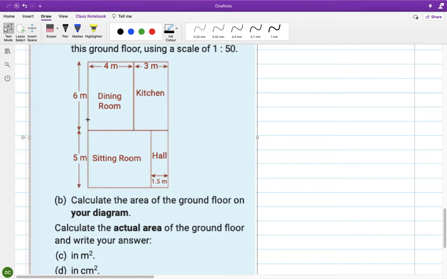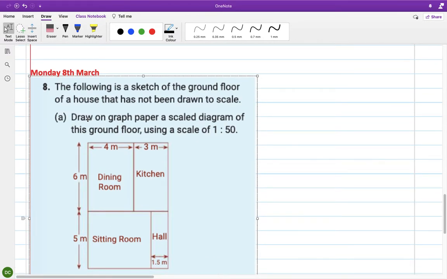I am going to start with the homework. Sorry, my iPad is dying here. I'm just plugging it in. Right. So the homework from Monday was about scaling.